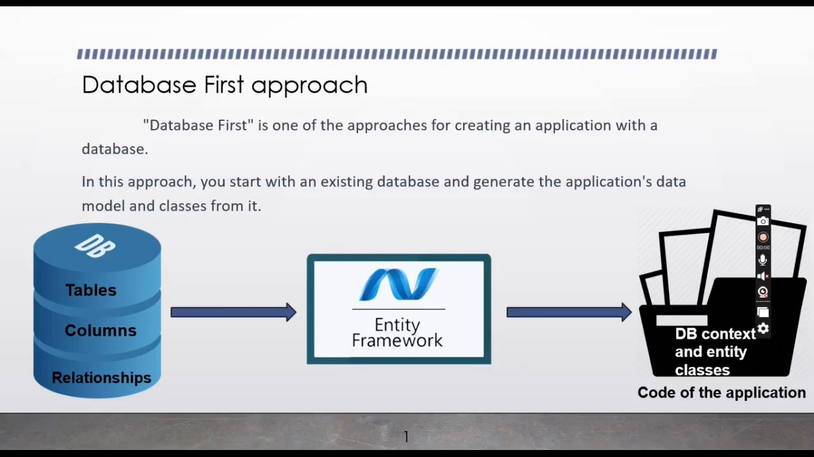Everyone. If you are looking to link your PostgreSQL database to the C# code using database first approach, this video is for you. The database first approach is one of the approaches to create an application using an existing database containing tables, columns, relationships. The Entity Framework is responsible to generate the DbContext and entity classes in the C# code. This process is called scaffolding or reverse engineering. To do this process, we need to install some NuGet packages and run a command line.